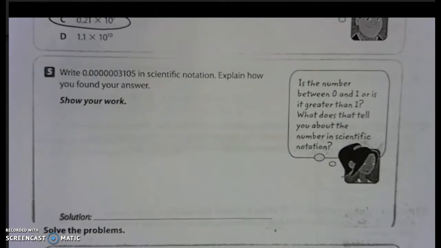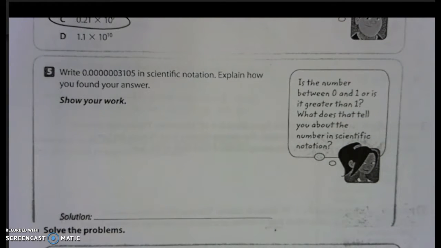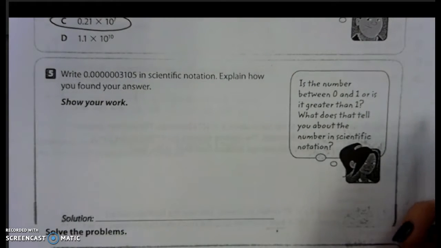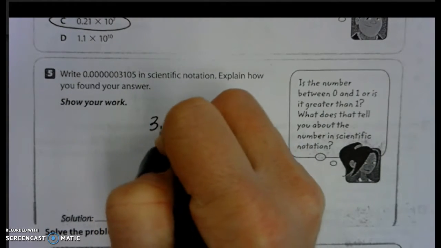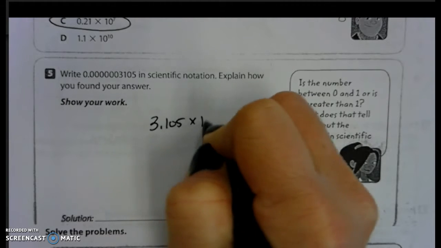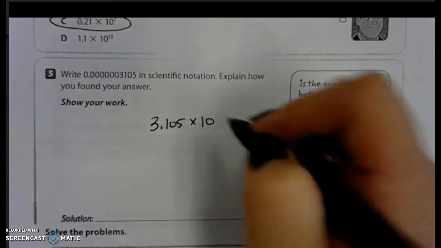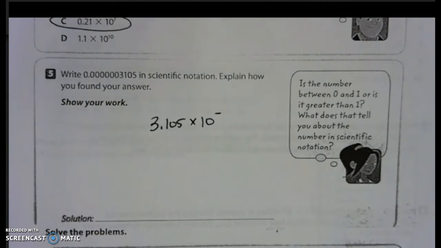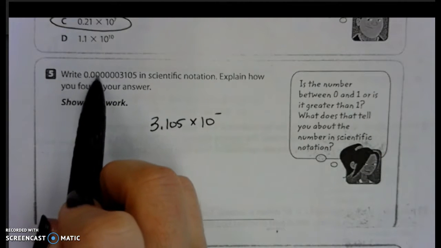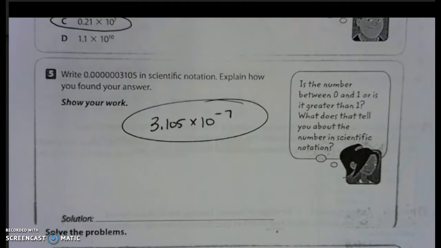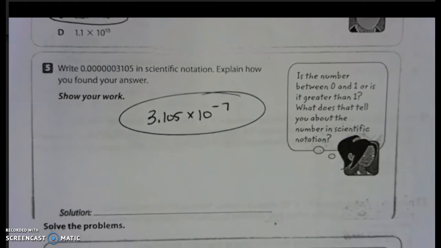Number 5 says to write this number in scientific notation. Explain how you found your answer. We are going to move the decimal to make it 3.105. And then we're going to count our place values to get our exponent. Our exponent will be negative because the number is less than 1. 1, 2, 3, 4, 5, 6, 7 decimal places, and this is the answer. Now, I'm not going to write down the explanation because I just told you.